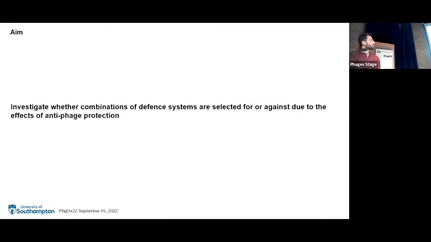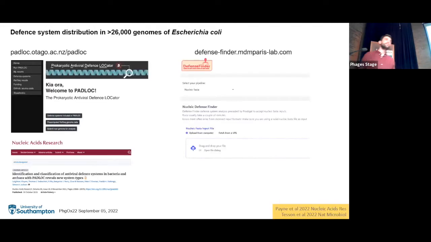So my lab tries to understand how these combinations of defense systems are being selected against or for anti-phage protection. And for us to do so, we used E. coli as it's one of the model organisms that we have in the lab. For that, we pulled down all the bacteria that were present in public databases, 26,000 genomes, and we used two of the tools that are the reference for looking for anti-phage defense systems. I have a preference for one of them. I don't know if you know why, but anyway, I have a preference for the tool. However, PADLOC and DefenseFinder are the two tools that you can use to find new defense systems.